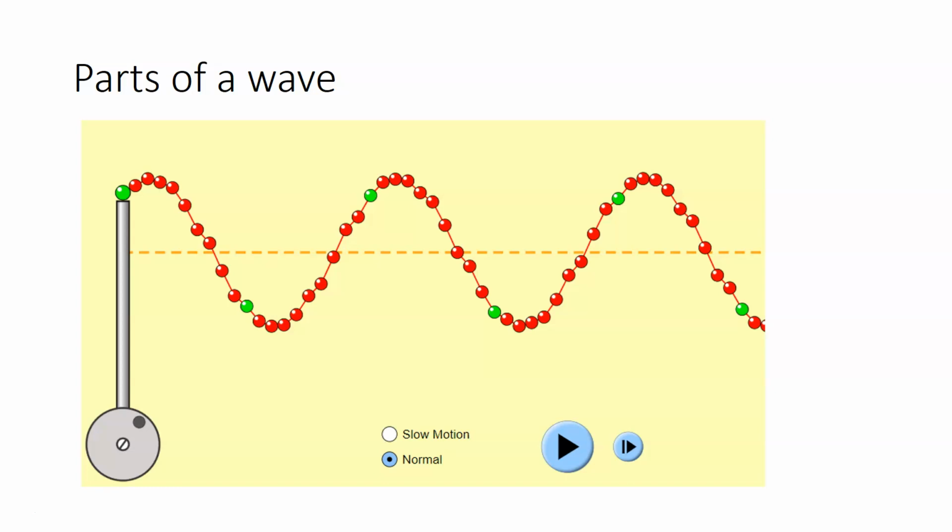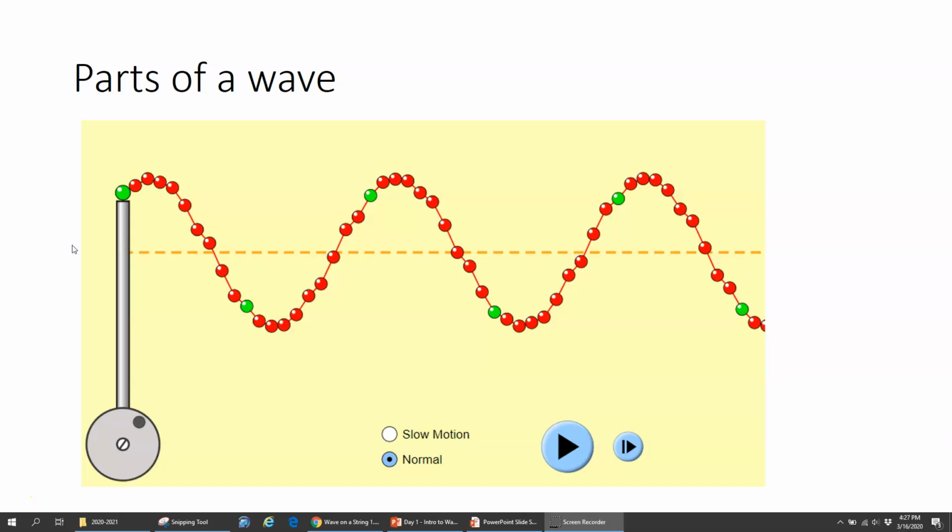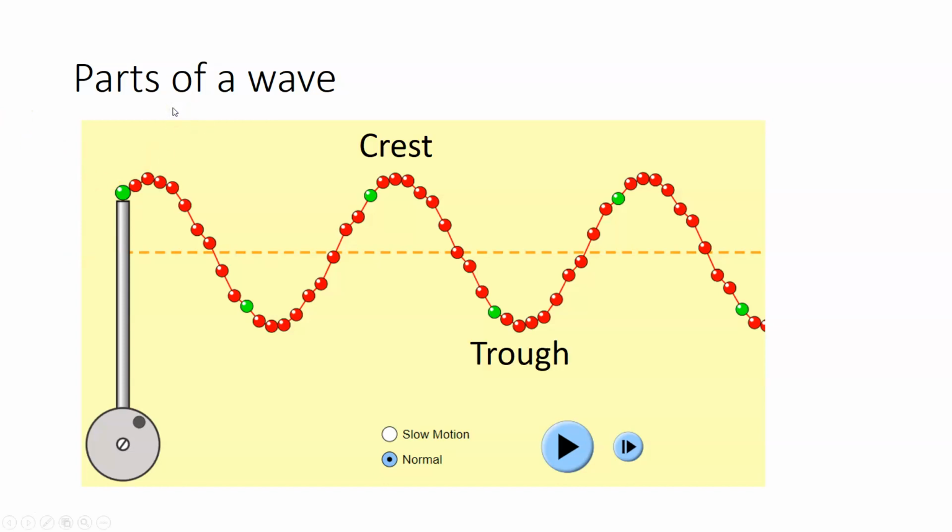Now, there's a couple parts of a wave. And there's a couple of things you'll only see on a continuous or periodic wave. So just showing these two words. This is a crest. Crest is kind of the high point. This would be the equilibrium position, and this is a trough, T-R-O-U-G-H.